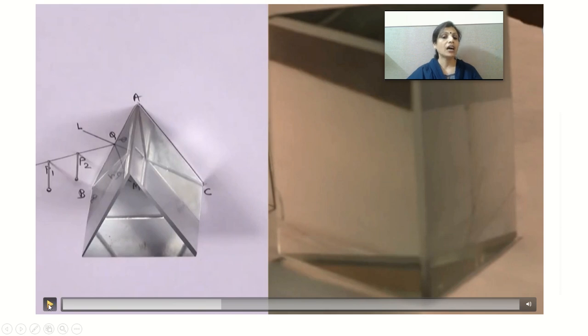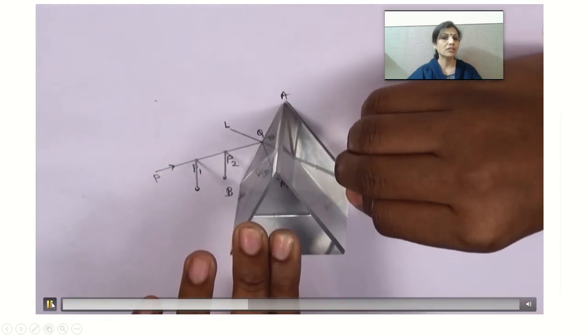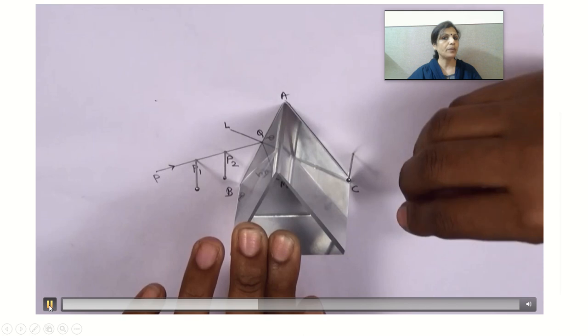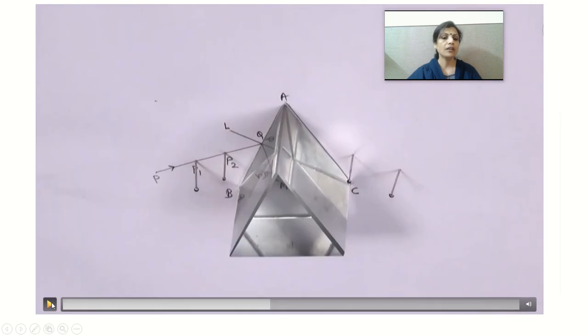Now from the other side of the prism, from side AC, we will fix two more pins, and we will fix these pins in such a manner. We will look through this surface AC and fix the two pins in such a manner that all the four pins, P1, P2 and the other two pins on the side AC, which we will name P3 and P4, look to be in the same straight line.